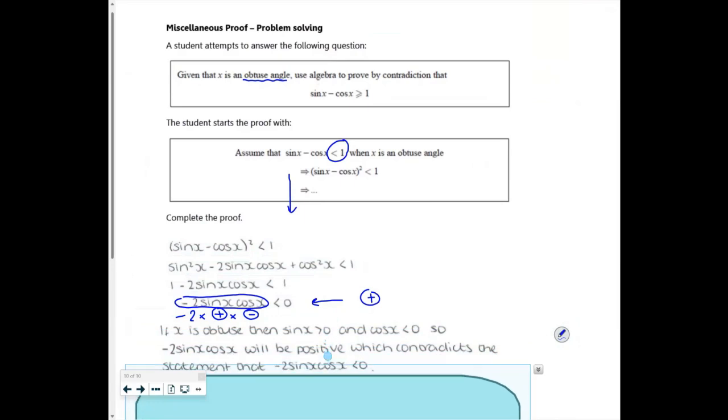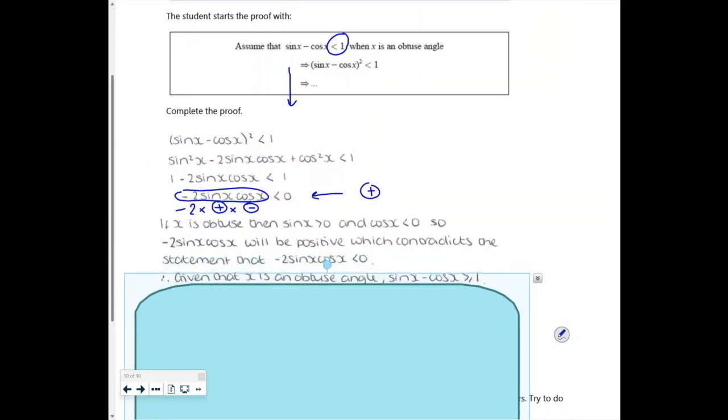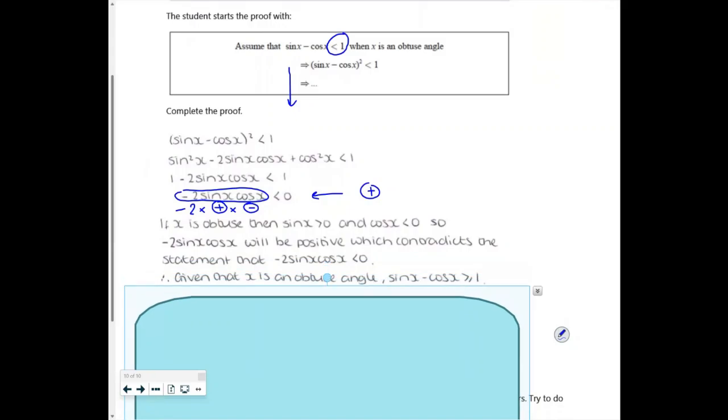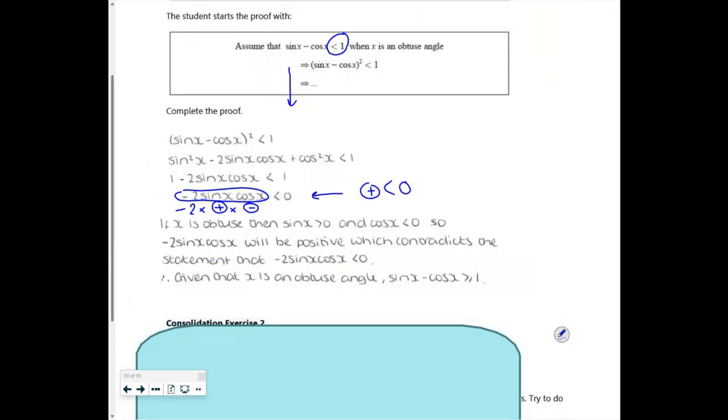So let's have a read what it says. So if x is obtuse, sine is positive, cos is negative. So 2 sine x cos x will be positive, which contradicts the statement. So I can't have the positive because it's saying it's got to be less than 0. Can't have a positive which is less than 0. There. So therefore that works.